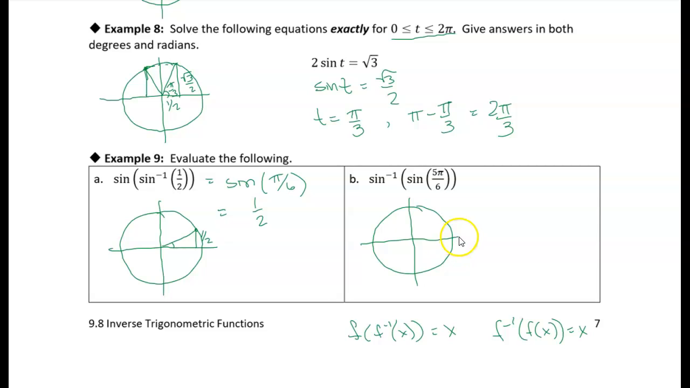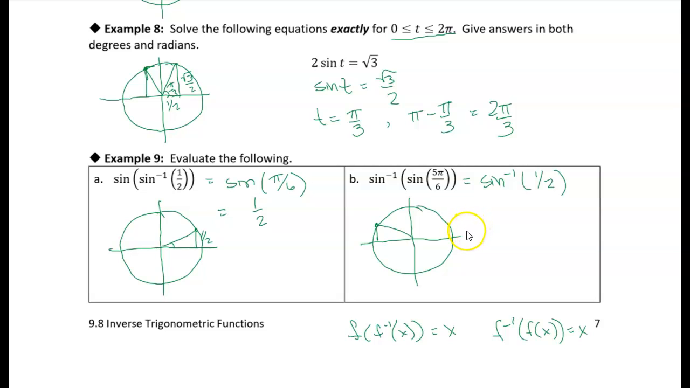And where is 5 pi over 6? Well, 6 pi over 6 would be pi, so it's pi over 6 shy of pi, right? It's right there, and the reference angle is pi over 6. And so if I look at the sine of pi over 6, which is the y coordinate, that's going to be 1/2. So I'll replace the sine of 5 pi over 6 with 1/2. So I have the sine inverse of 1/2, right? Because the sine of 5 pi over 6 is 1/2. Now, what is the inverse sine of 1/2?